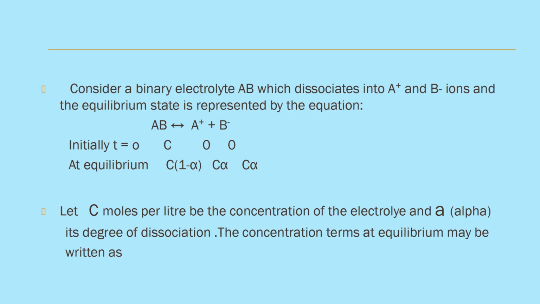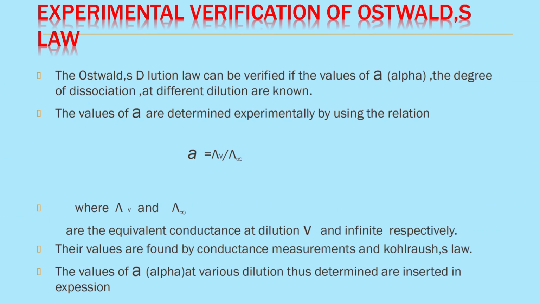Coming up, we'll discuss how this law is tested in a lab. Ostwald's dilution law can be verified if we know the values of alpha, the degree of dissociation, at different dilution levels. But how do we find alpha? The values of alpha are determined experimentally by using a specific relation. Here, lambda_V is the equivalent conductance at a specific dilution, V, and lambda_infinity is the equivalent conductance at infinite dilution. Their values are found through careful conductance measurements and by applying Kohlrausch's law.